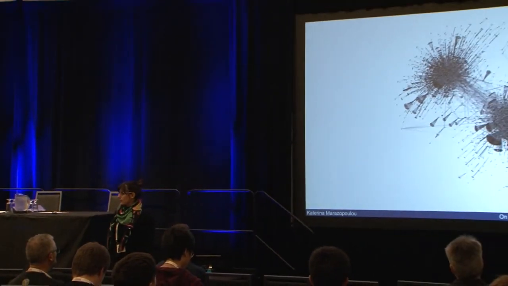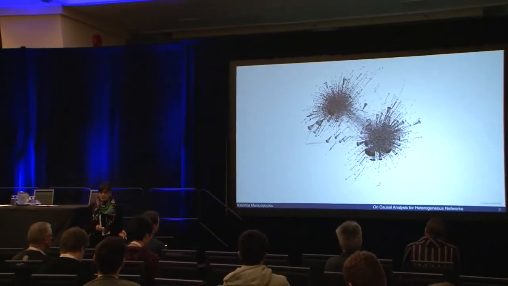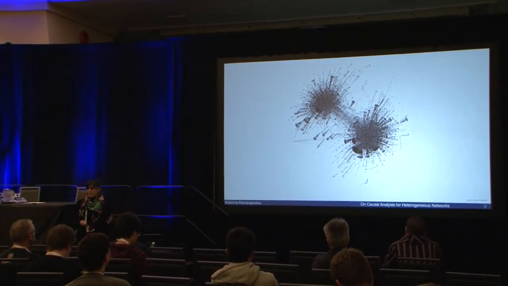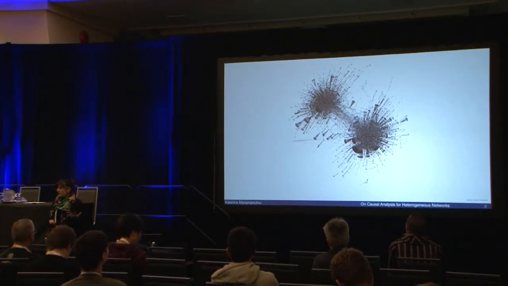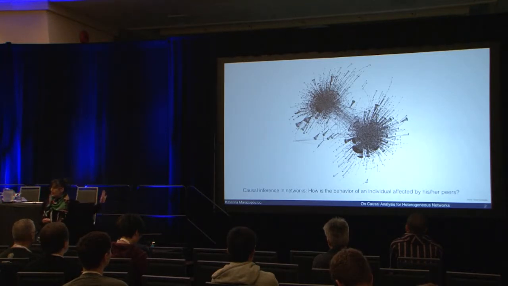Networks are everywhere. So we have, for example, social networks, road networks, collaboration networks, and so on. And one of the tasks we're really interested in performing is causal inference, and specifically figuring out how the behavior of an individual in a network is affected by their peers. And there is actually a lot of work going on right now that's trying to handle this task.